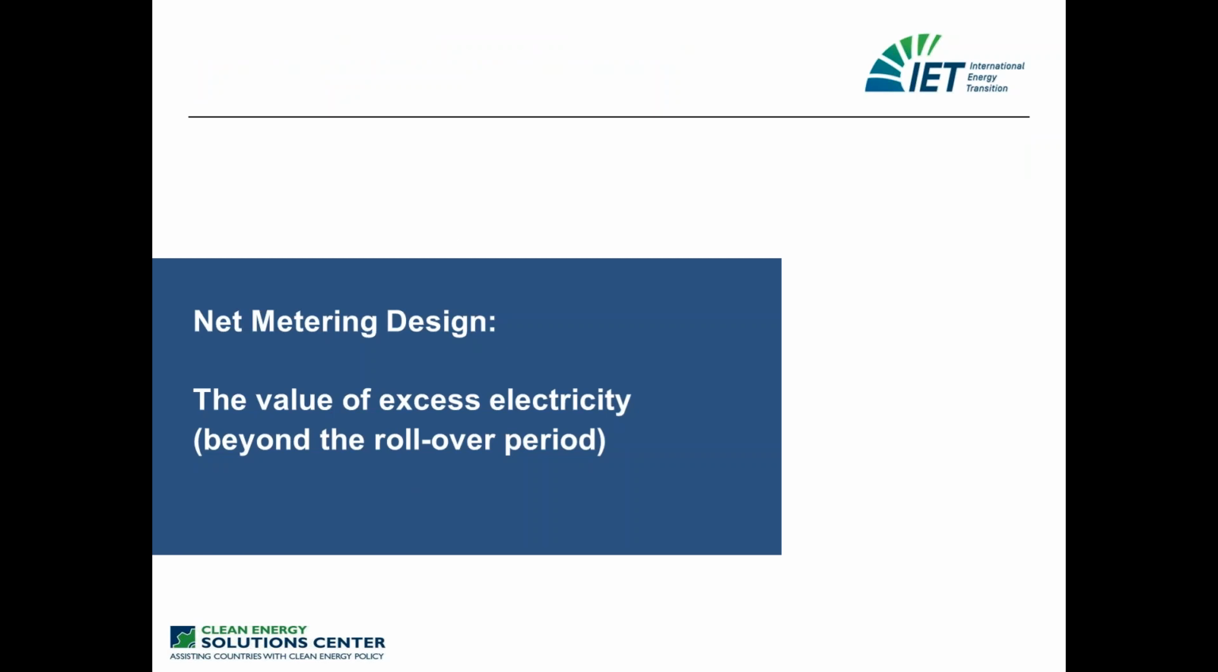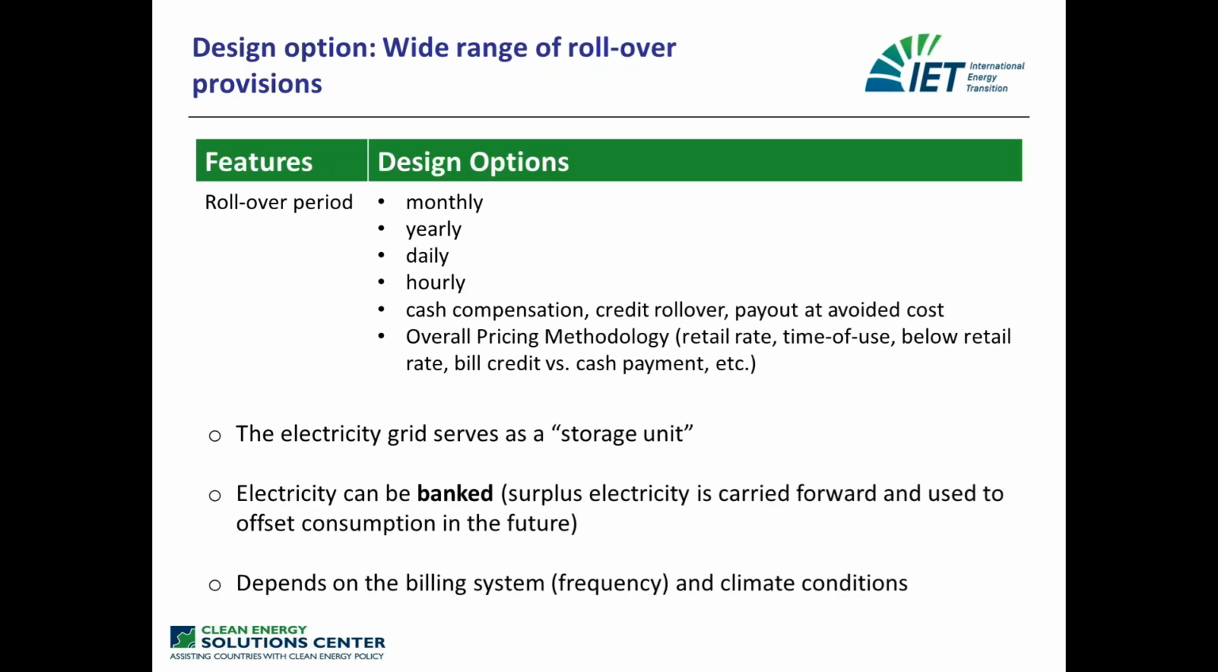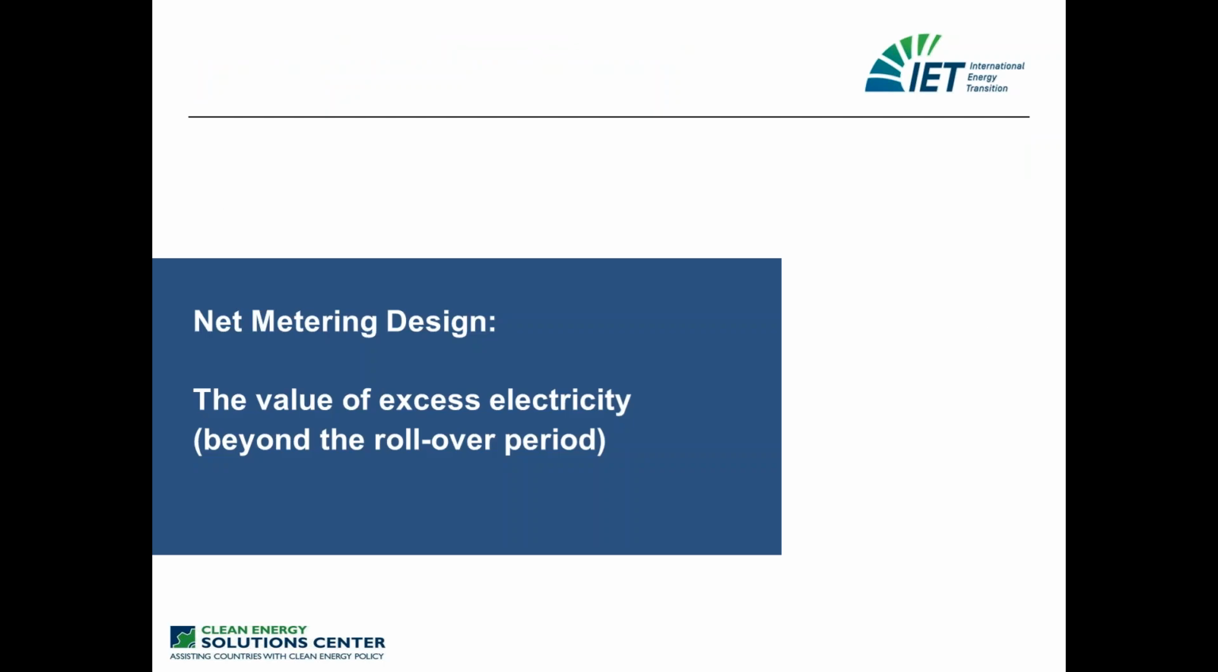So let's imagine you have a monthly rollover period, as I said here, and after 1 month you have still produced more electricity with your solar PV system than you have consumed. And then the question is, with these kilowatt hours that you have fed into the grid, but which are actually exceeding your own electricity consumption during this month, what is the value of the excess electricity?